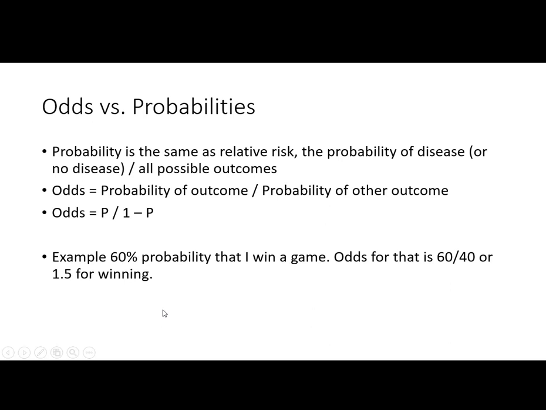Odds versus probabilities. The probability is the same as the relative risk. The probability of disease or no disease divided by all possible outcomes. So the odds is the probability of the outcome divided by the probability of the other outcome. So the odds is the probability divided by 1 minus probability. For example, if I have 60% probability that I will win a game, the odds for that is 60 divided by not 60, so 40, or 1.5 odds for winning.